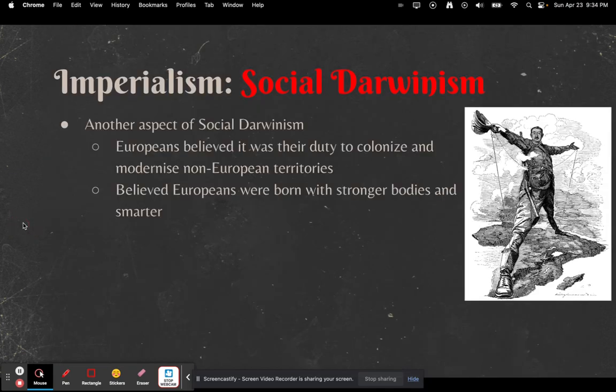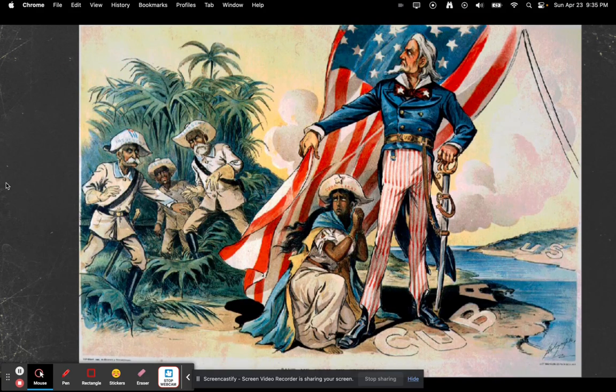So, another aspect of social Darwinism is that Europeans believed it was their duty to colonize and modernize non-European territories. They literally believed that it was God's wish to say, "Hey, you Americans, go out, go colonize non-European territories." But it was all in their heads. They believed that Europeans were born with stronger bodies and were simply born smarter. So, lots of false beliefs leading to imperialism.